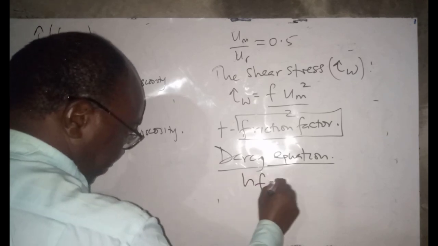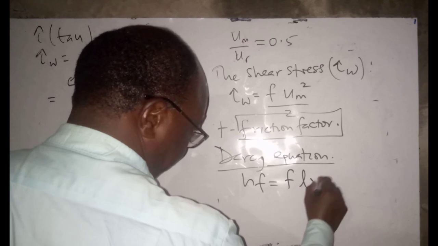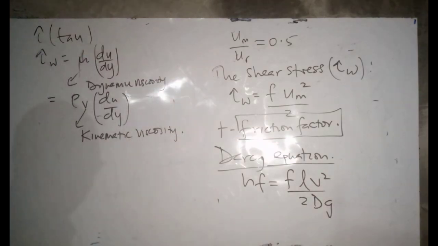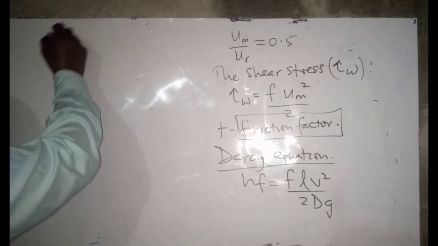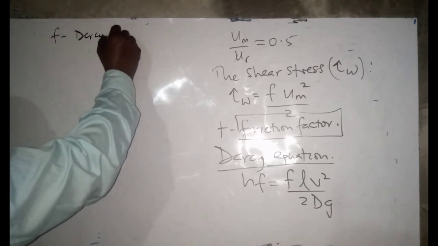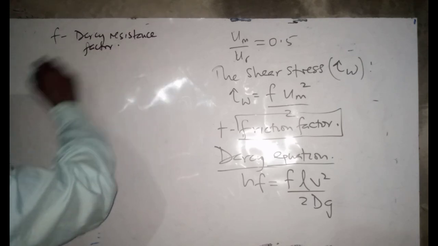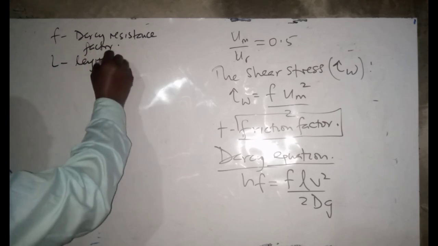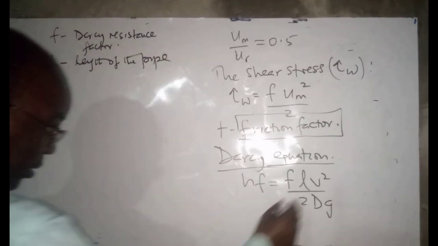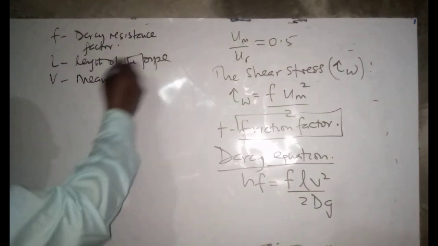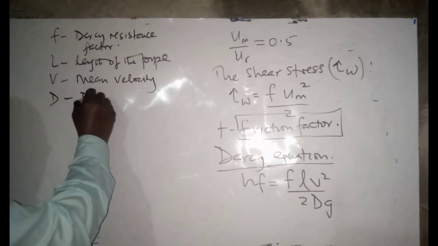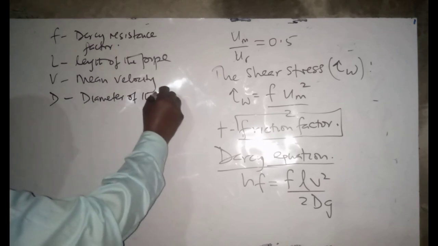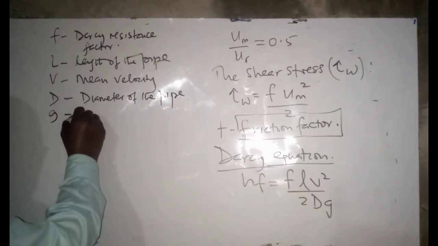The Darcy-Weisbach equation, which says that the friction factor is f L V squared over 2 D g. And what are those quantities there? So this is the Darcy-Weisbach equation for friction factor. f there is the Darcy resistance factor. L is the length of the pipe. V squared, V is the mean velocity, which we have just computed. D is the diameter of the pipe. And g, the usual acceleration due to gravity.